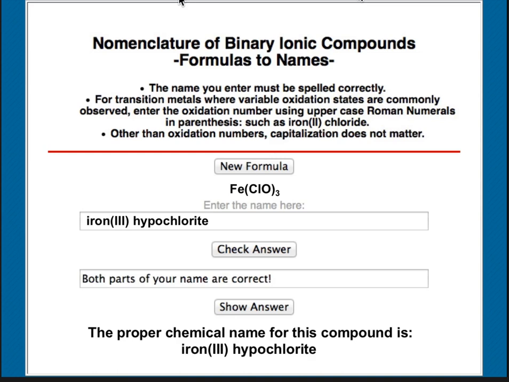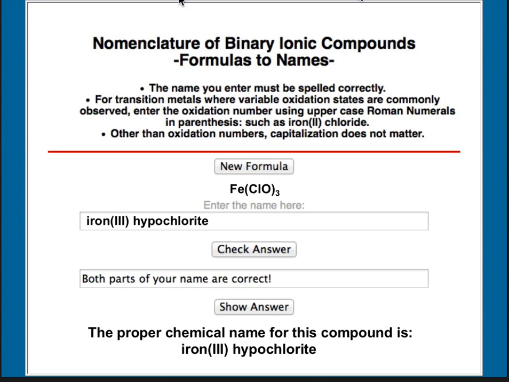That's simple. Do it 1,000 times, you'll get it. Any questions? All right, well, we know what to do with ionic compounds now.